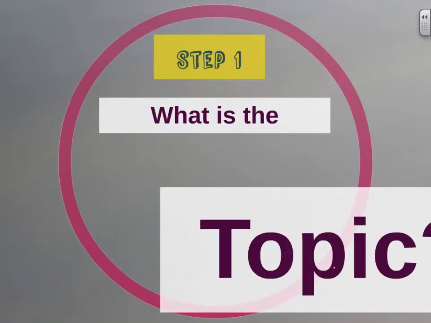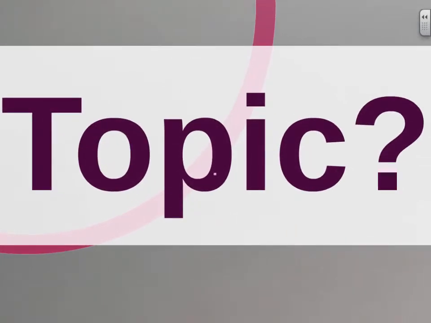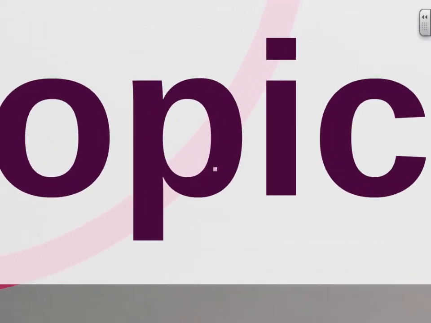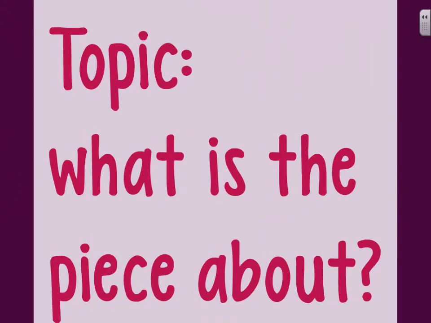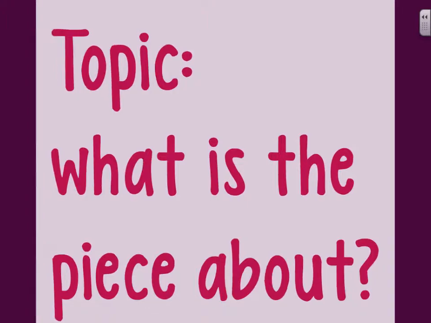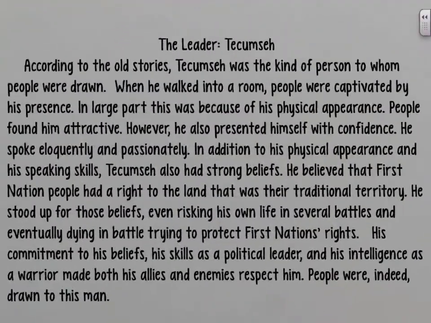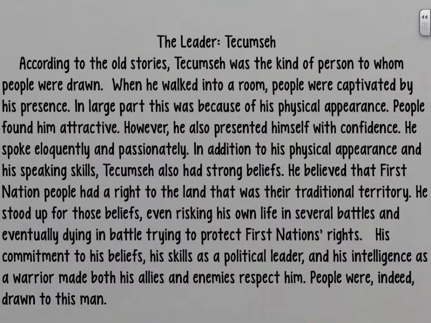The first step is to find the topic. To find the topic of the original piece, simply ask yourself this question: what or who is the selection about? Be sure you understand the topic of the text. You can't go any further in the summary process without understanding the topic. If you don't understand what the piece is about, stop and read the text again.